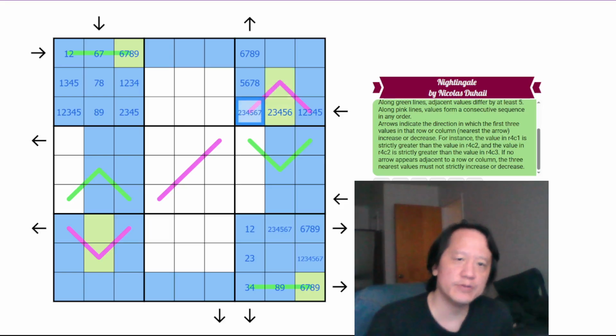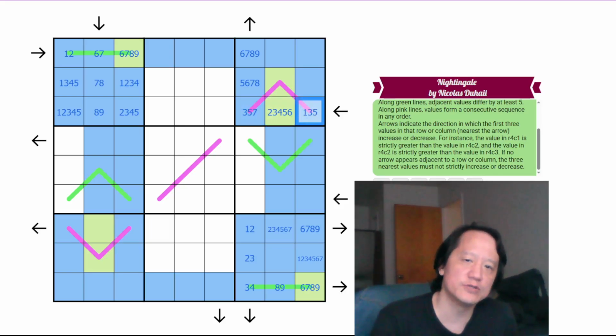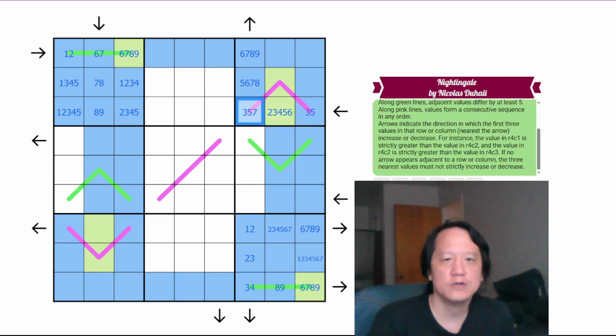So this cannot be 2, 4, or 6. This can't be 2 or 4. So this could be 1. That doesn't work. 1, 2, and 3 doesn't work because that requires 1 doubled. So can it be 3, 4, 2, and 5? Yes, it could.